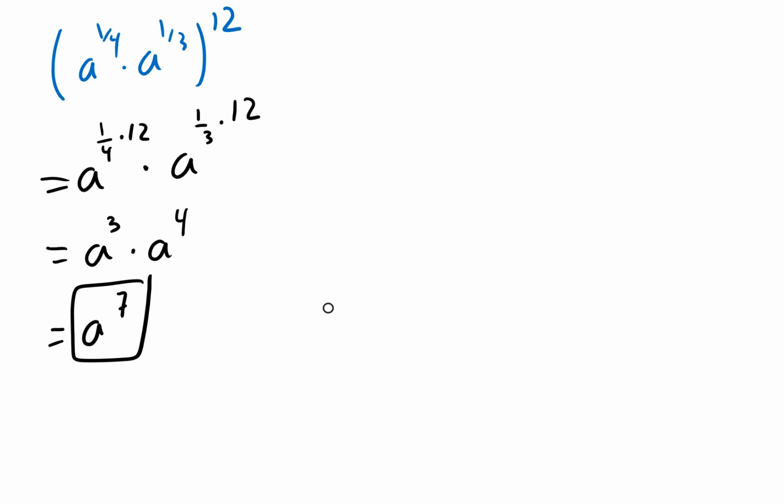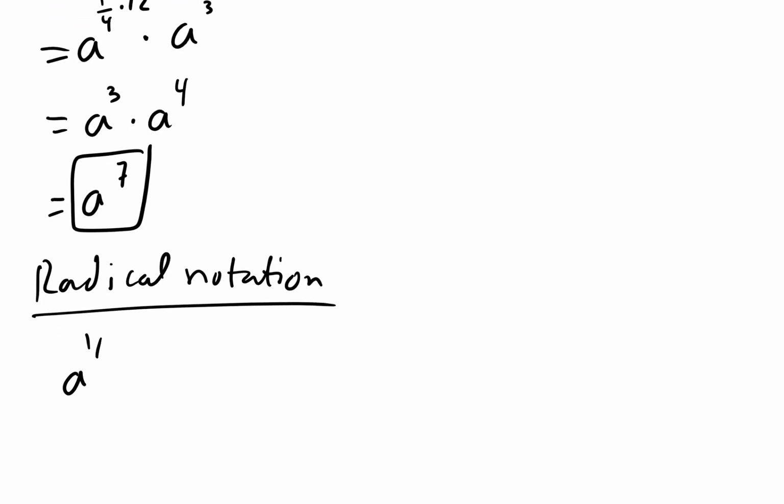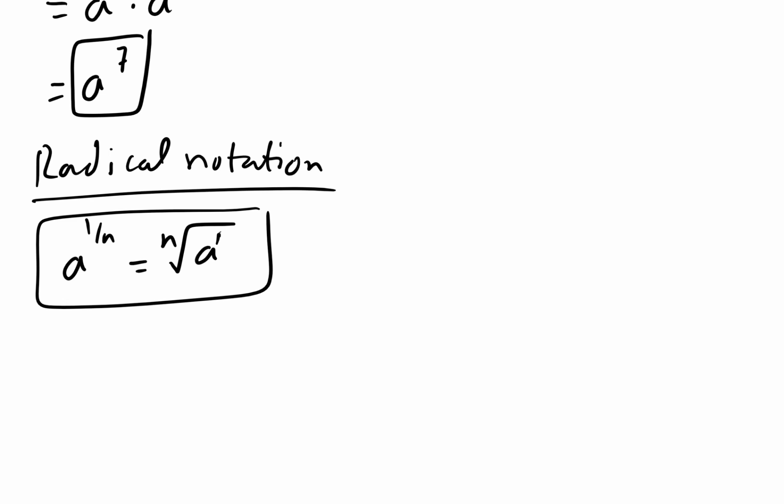Next, we can look at what we call radical notation. In radical notation, a to the 1 over n can be written as the nth root of a, like that. So the 1 goes inside and the n outside, and outside 1, inside. So this is the radical notation of this. This a is called the radicand, and the n is called the index. It's called the index of the radical.